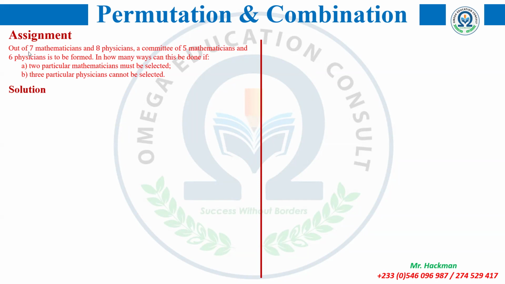If you look at this, we are told that out of 7 mathematicians and 8 physicians, a committee of 5 mathematicians and 6 physicians is to be formed. Obviously, when we are forming committees, we deal with selection. Even in the question, the keyword is there: must be selected. Selection goes with combination, so the question before us is a combination question.